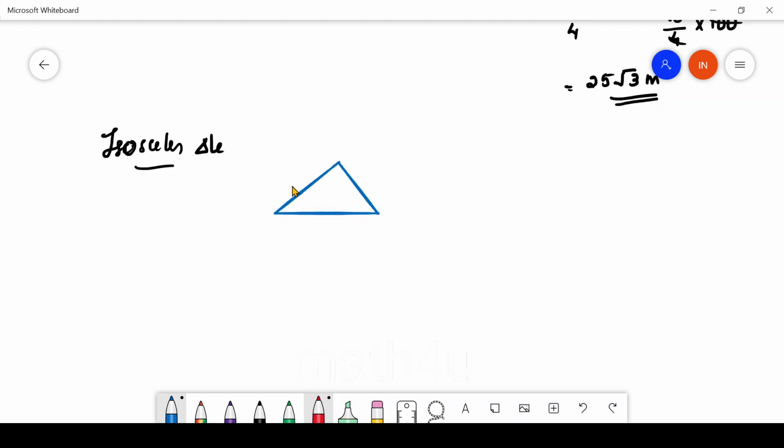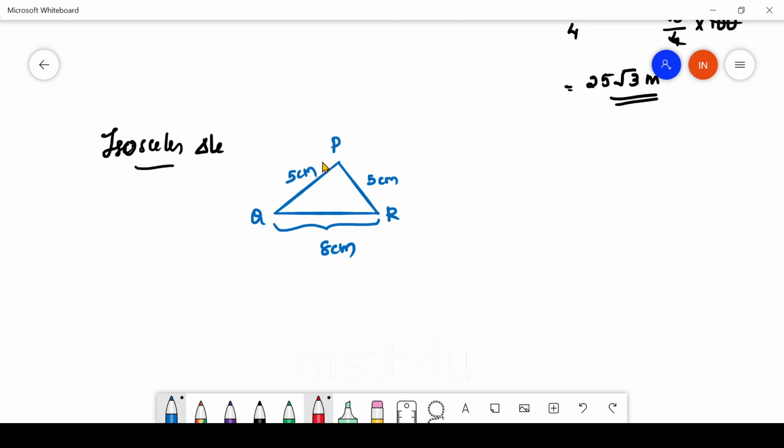Let the two sides of this triangle be the same. I'm going to take this side as 5 centimeter, this is also 5 centimeter, and I'm taking this part as 8 centimeter. I'm going to mark this as PQR. How can we find out the area of the isosceles triangle?